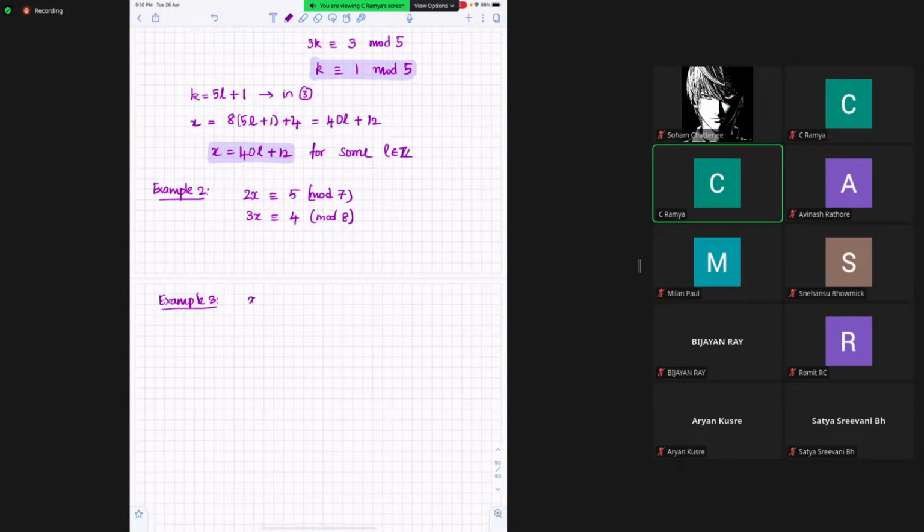Okay. So here is another example. Okay, so let's look at this example. X is congruent to 3 mod 4, and x is congruent to 0 mod 6. So can you try this? Maybe you can take a few minutes.